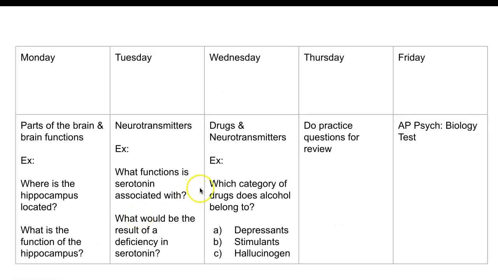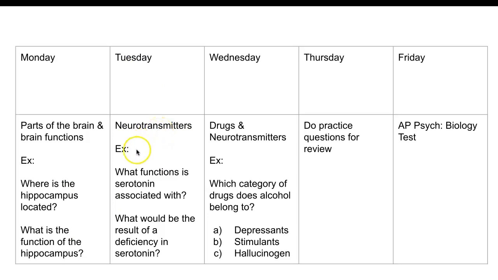Okay, to wrap up, this is an example of a study plan created with retrieval practice and distributed practice mixed together, which I will call distributed retrieval practice. So let's say you have an AP Psych biology test on Friday. On Monday, you'll go through the parts of the brain and the brain function. So for example, where the hippocampus is and the function of the hippocampus. On Tuesday, you would go over the neurotransmitters.